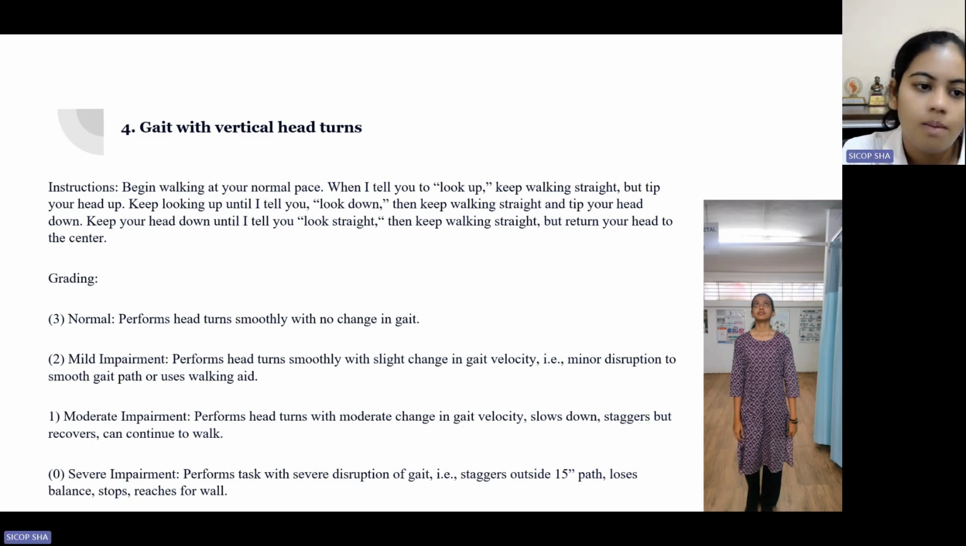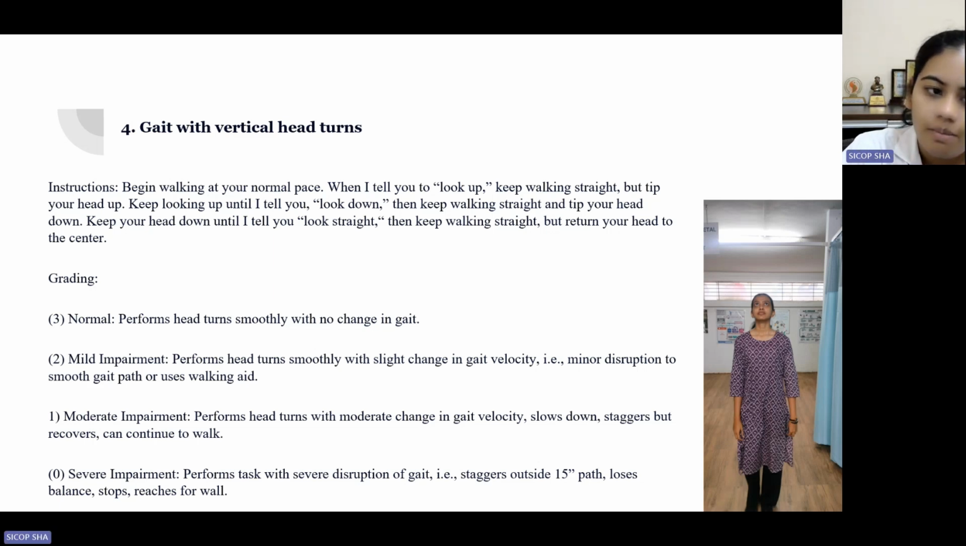Grading is: three is normal. Performs head turn smoothly with no change in gait. Two is mild impairment. Performs head turn smoothly with slight change in gait velocity, with minor disruption to smooth gait path or uses a walking aid.